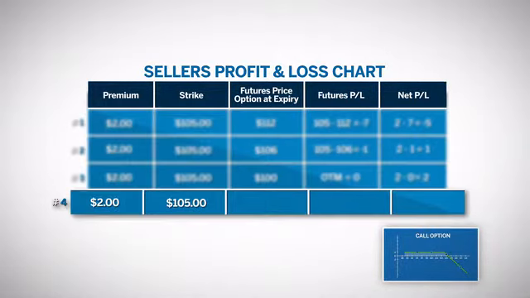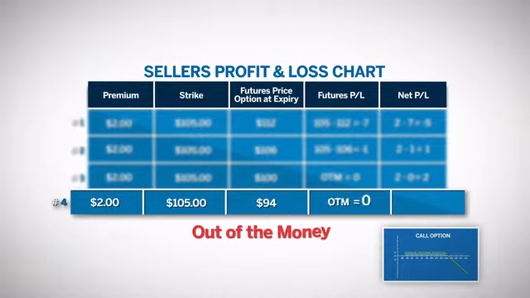Scenario 4 has the futures price at 94. This example is like scenario 3. The option will be out of the money and will not be exercised. Again, your final net position will be a profit of $2.